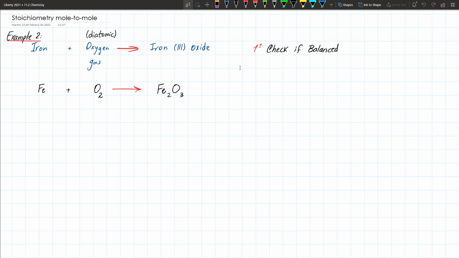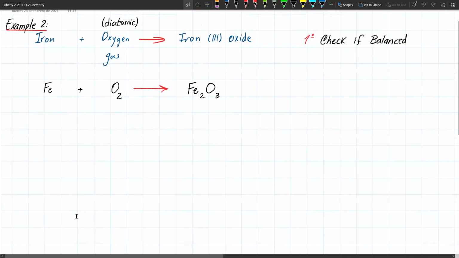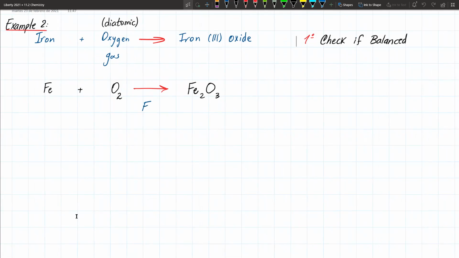Is the equation balanced? Yes or no? No, it is not. And remember the process I taught you? List all the elements, begin with the metal, then with the non-metals, hydrogen and oxygen. Now you have to compare what you have in each side of the equation. For iron, you have 1, and for oxygen, you have 2. And in the products, you have 2 and 3. So you need just to do a few adjustments.